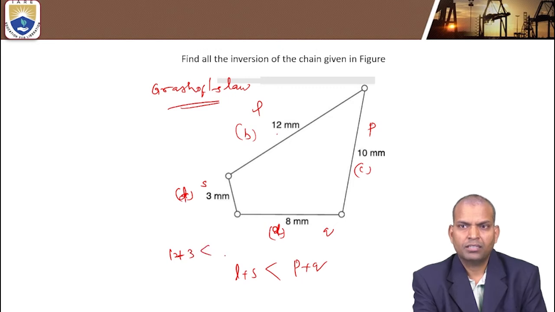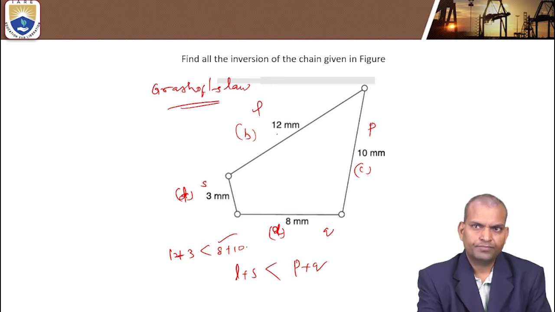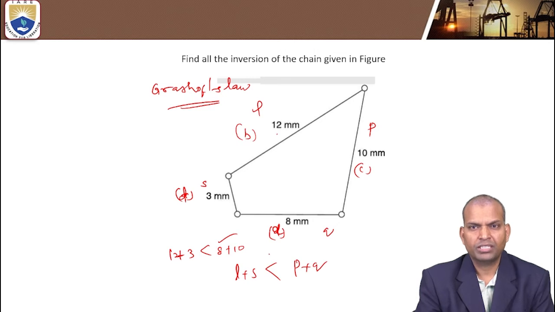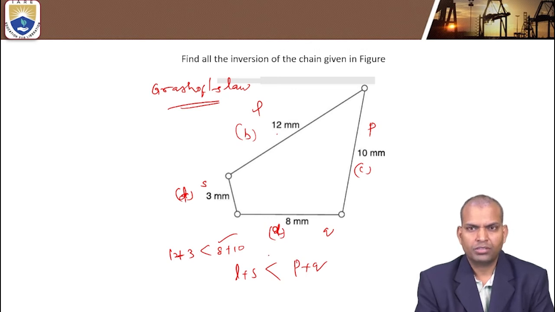Alright, is it less than 8 plus 10? Yes, it is satisfied, so it is a kinematic chain. Then we have to go by fixing the shortest link. What will happen by fixing the link opposite to the shortest link? We have to define or describe the inversions of the figure shown here.